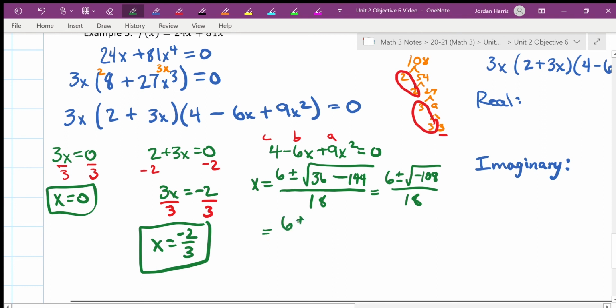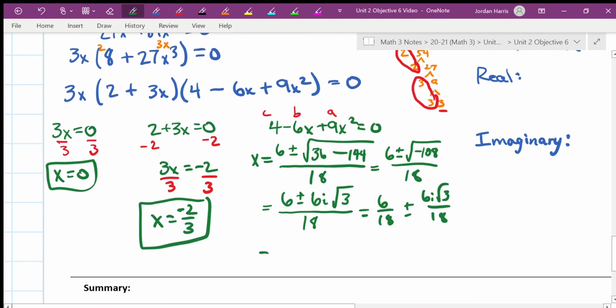So I end up with 6 plus or minus 2 times 3 is 6i root 3. The one left over is root 3. Don't forget the i because it's a negative over 18. And the negative inside the root goes away. I turn it into an i in the front. So separate 6 over 18 plus or minus 6i root 3 over 18. And I get 1 over 3 plus or minus i root 3 over 3.